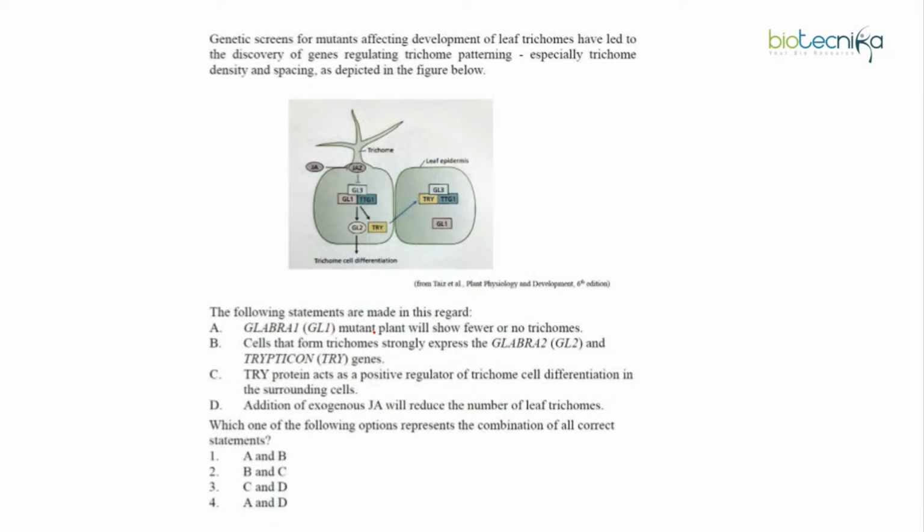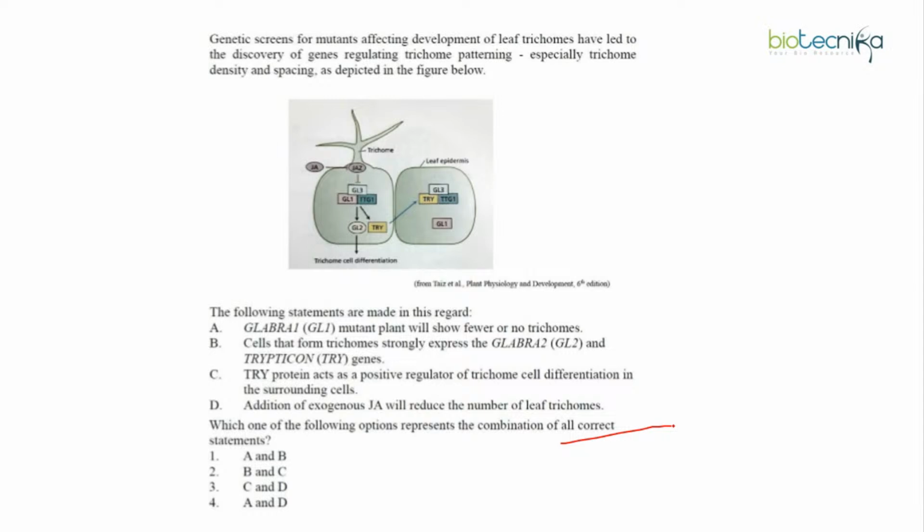Glabra 1 mutant plant will show fewer or no trichomes. Cells that form trichomes strongly express the glabra 2 and triptychon genes. Triptychon protein acts as a positive regulator of trichome cell differentiation in the surrounding cells. Addition of exogenous jasmonic acid will reduce the number of leaf trichomes. You have to select the combination with correct statements.